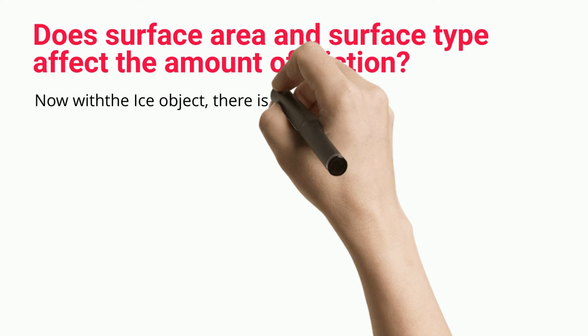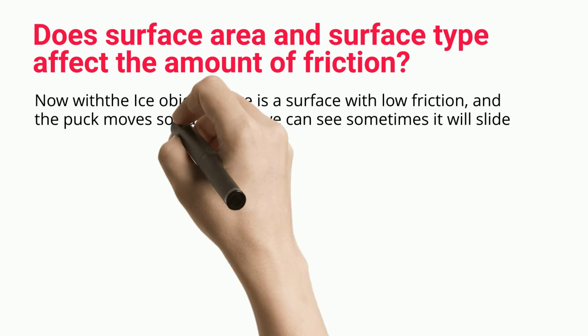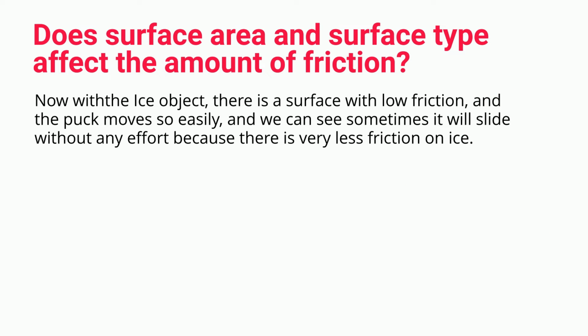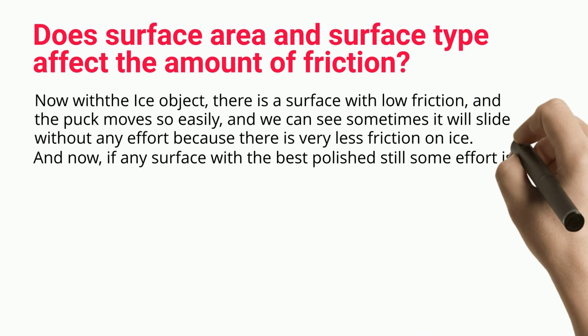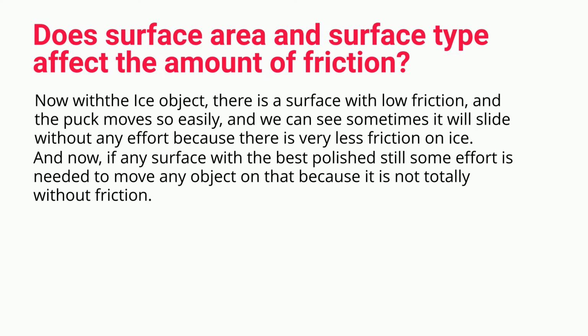Now with an ice surface, there is low friction, and the puck moves so easily, and we can see sometimes it will slide without any effort because there is very little friction on ice. And even if a surface is very well polished, some effort is still needed to move any object on it because it is not totally frictionless.